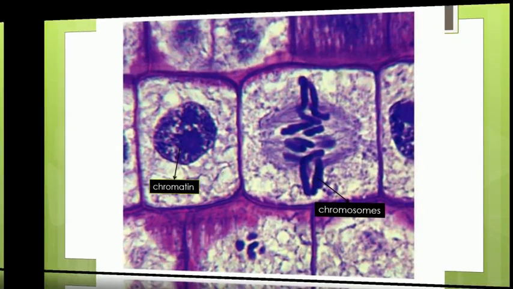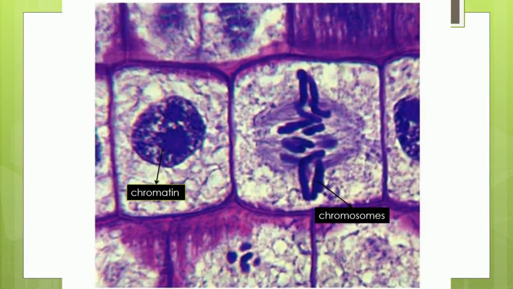In this picture we can see the chromatin threads. So the darkly stained region is the heterochromatin and the lightly stained region is the euchromatin. Further, this chromatin will condense and form what are called chromosomes.